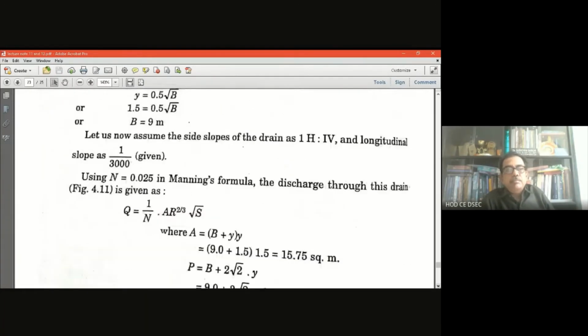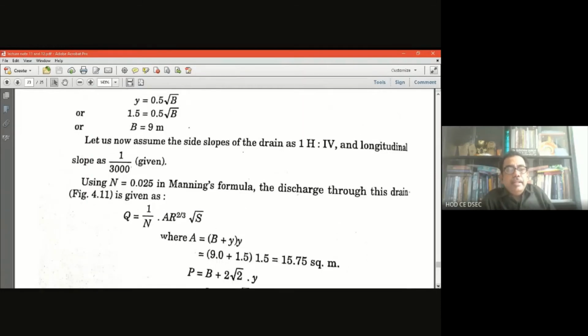Fine. Now using n equal to 0.025 in Manning's formula, we find the discharge through this drain. Whenever you are going to design a trapezoidal section or any open channel section for carrying stormwater, first of all you have to know what the discharge through this channel is, and whether it can be accommodated by this section. So ultimately we have to find out the discharge.